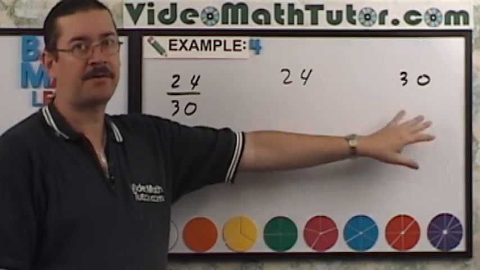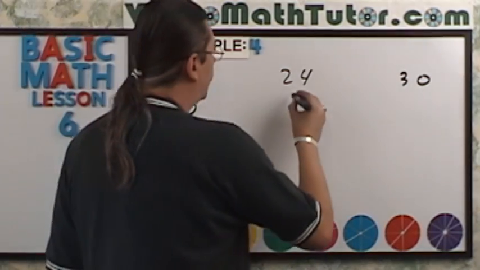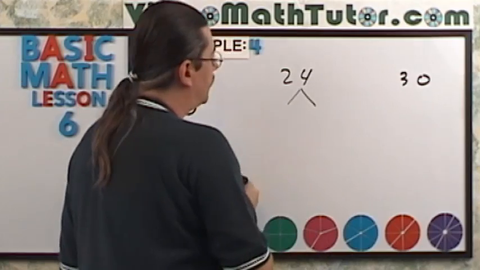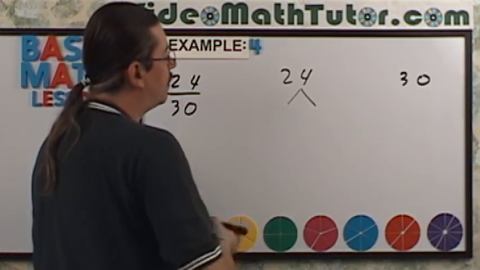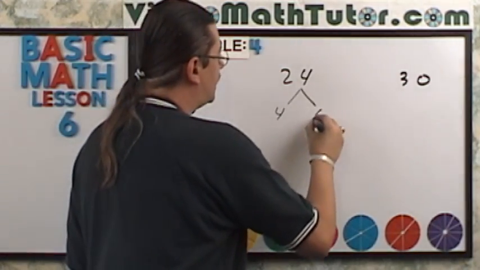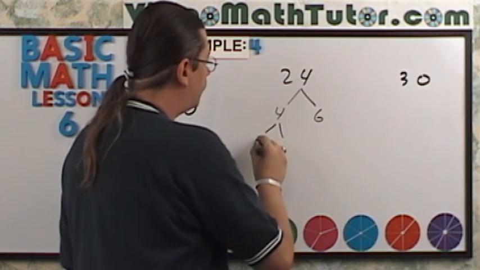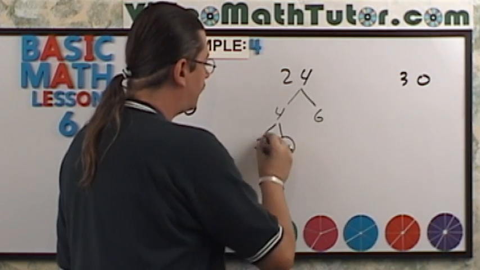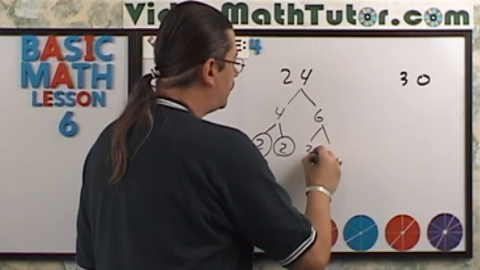So here's my 24, here's my 30. I'm going to use the factor tree technique. So I'm going to think of two numbers multiplied that will give me 24. How about 4 times 6? 4 can be broken down into 2 times 2. 6 can be broken down into 2 times 3.